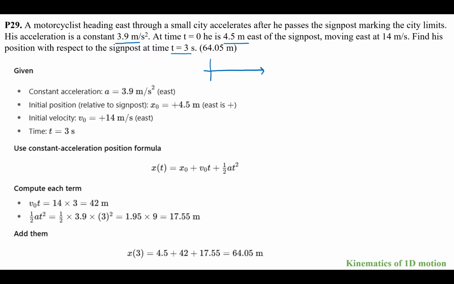Let's say this is the eastward direction, so that we have x0, the initial position, and the initial velocity. So we have x0 and v0, okay? And then we need to find out its distance after t equal to 3 seconds, while we are assuming the acceleration is constant.